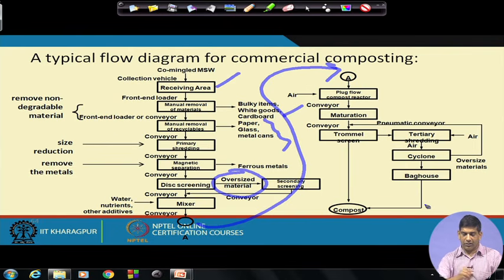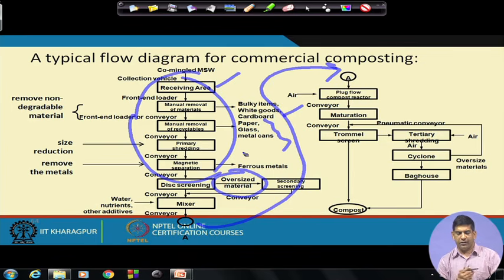So this is a typical flow diagram for commercial composting, and depending on what kind of waste you have, if you have source separated organics only coming in, you can skip many of these steps on over here, because you are just working with source separated organics. You don't have this ferrous metal, you should not see any glass showing up and all those kinds of stuff. So this is again a typical flow diagram for commercial compost.